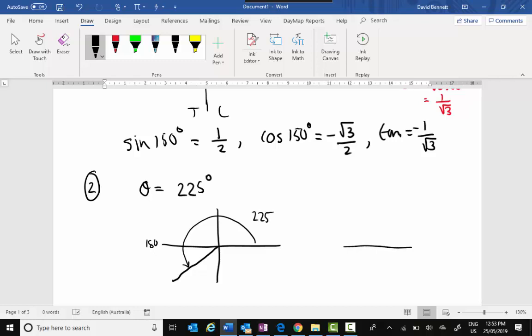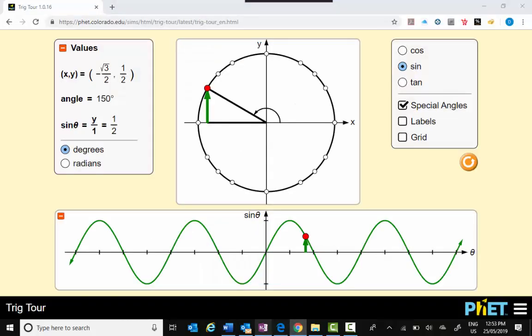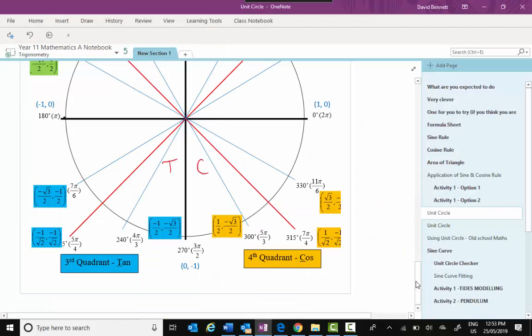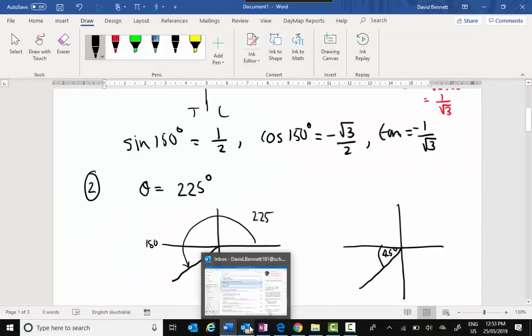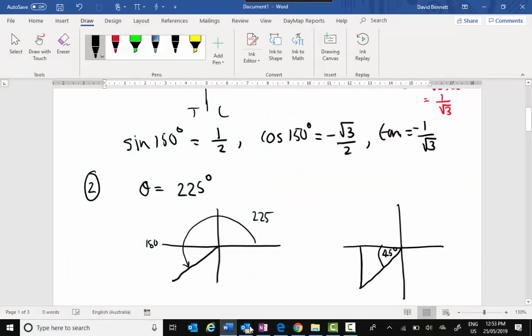I'm just going to redraw this again, just to make this a little bit easier for you. Now, we know that this angle here has to be 45 degrees. All right? So the 45 degree triangle that's on your sheet, 45 degrees means it's 1, 1, root 2. So therefore, what I need to do is use that triangle. So it's going to be 1, 1 and root 2. Now, because this is the origin here, I'm going negative 1 in that direction, and I'm going down 1, so it's negative 1, negative 1. All right, got the idea?